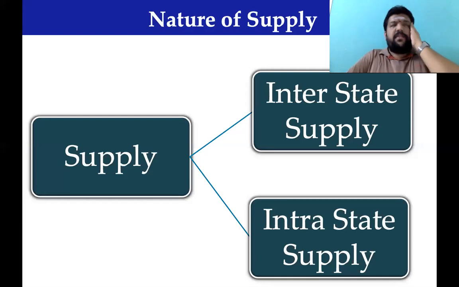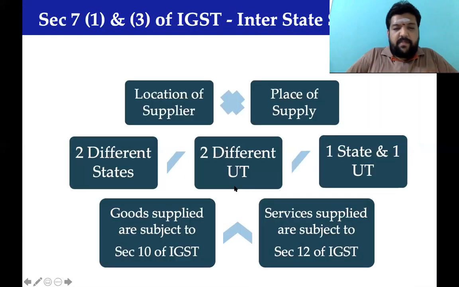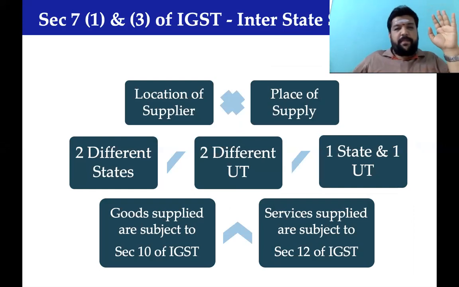Parking that discussion, from an understanding perspective also this topic gains its moment, because this is the decision maker to decide whether a particular activity is an interstate supply or an intrastate supply. Having understood supply, the next question that comes up is, will it be treated as an intrastate supply or an interstate supply? Now, how would one make that decision? Section 7 has within itself 5 subclauses.